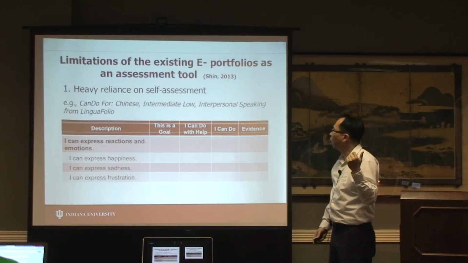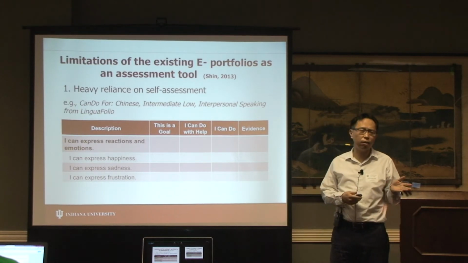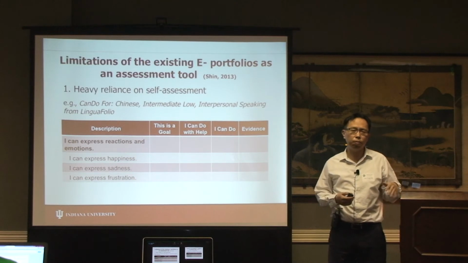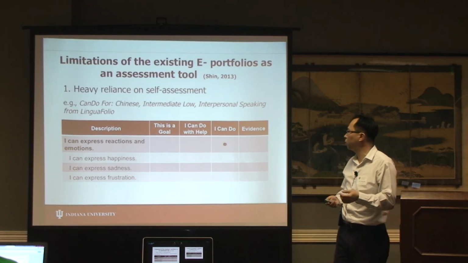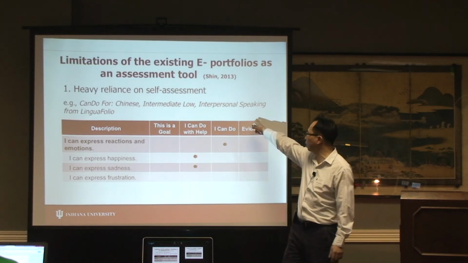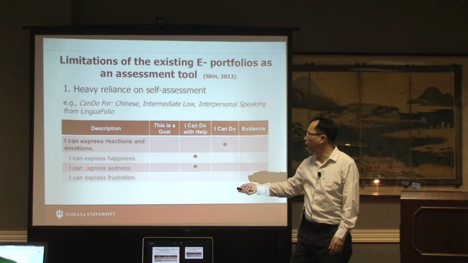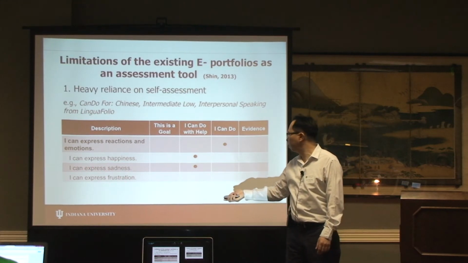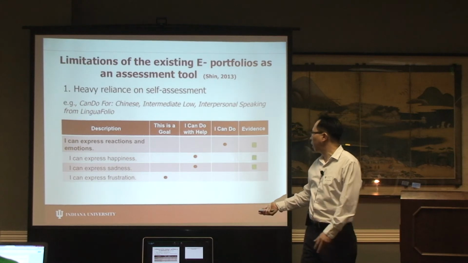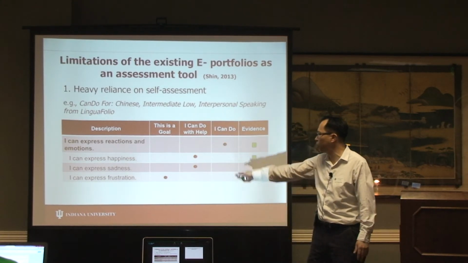Okay. But what are the limitations of existing portfolios? Obviously, they are too heavily reliant on self-assessment. So sometimes people make a lot of subjective judgments. So look at this: I can express reactions, emotions. This actually came exactly from the LinguaFolio checklist. I can express frustrations. A student may say yes, and this is a goal. Students can check off the descriptions next to it.